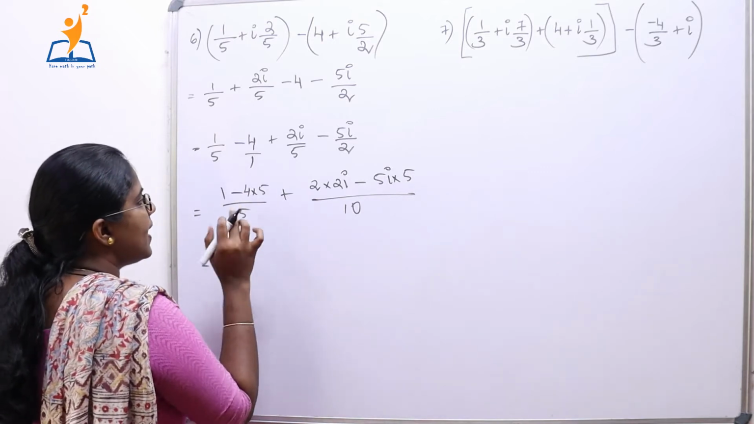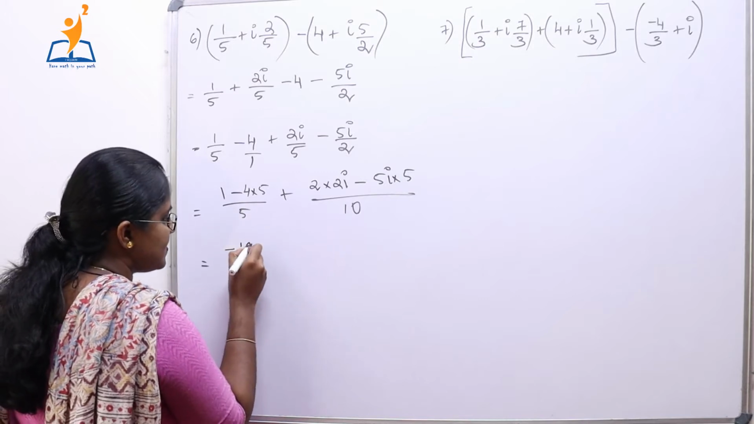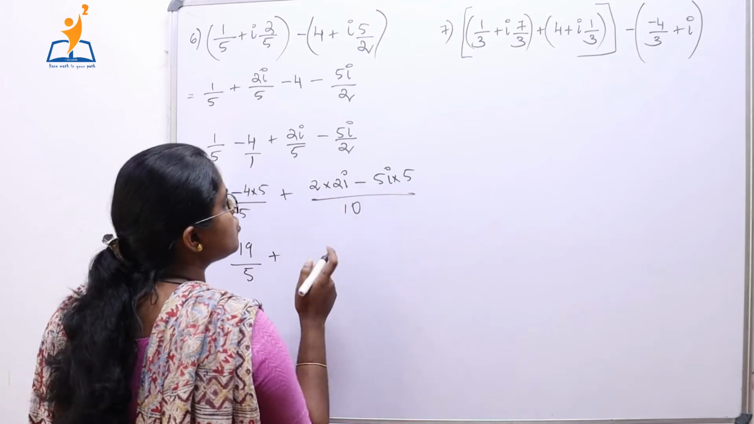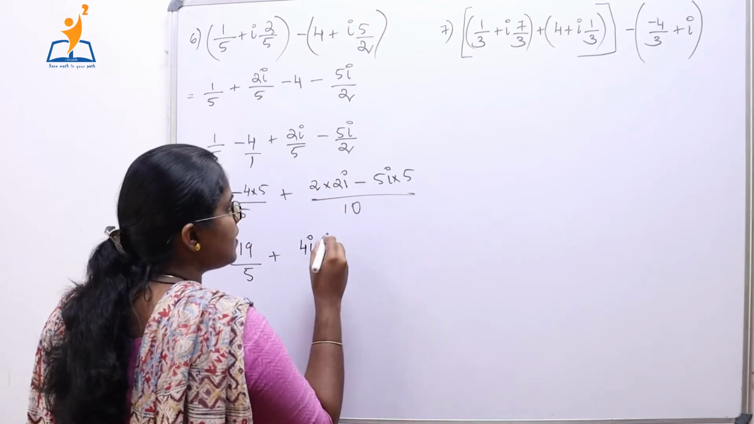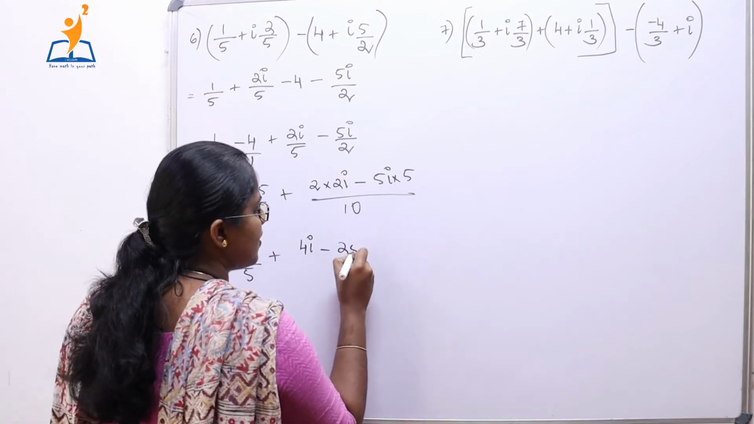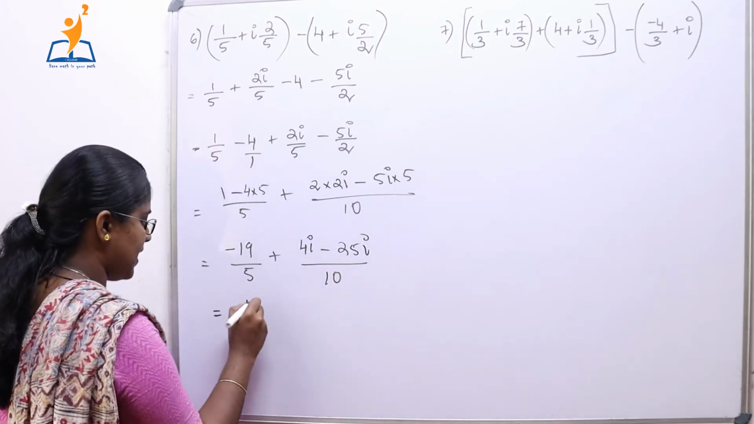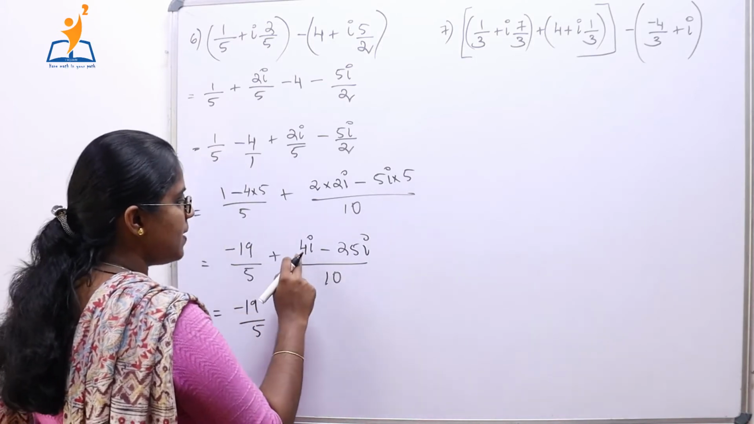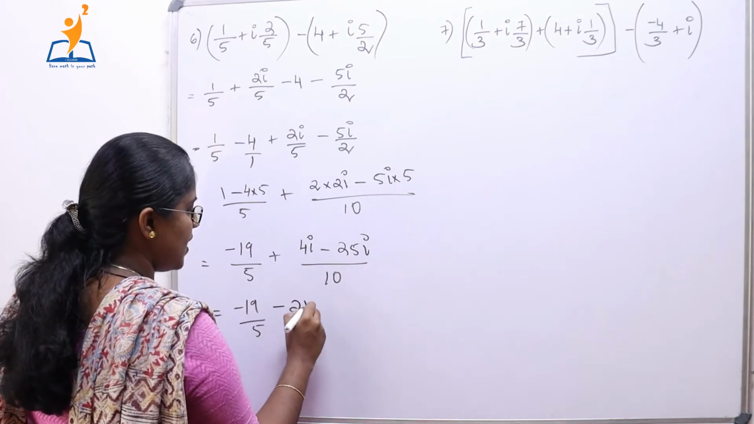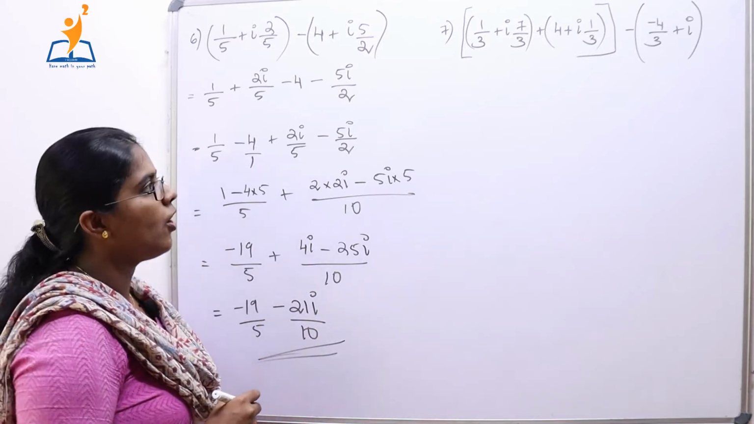That is 1 minus 4 into 5. 4 into 5 is 20. 1 minus 20 is minus 19 by 5, plus 2 into 2i is 4i, minus 5 into 5i is minus 25i, divided by 10. So it will look like this: minus 19 by 5 plus (4i minus 25i is minus 21i) divided by 10. So this is the required complex number.